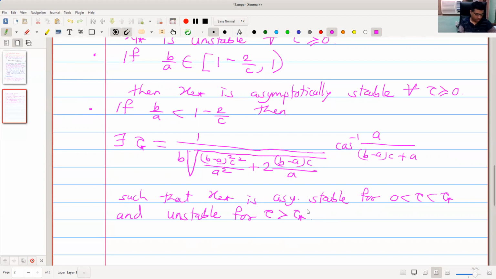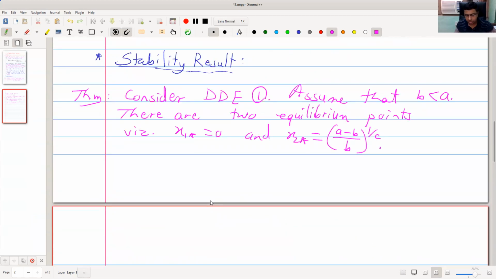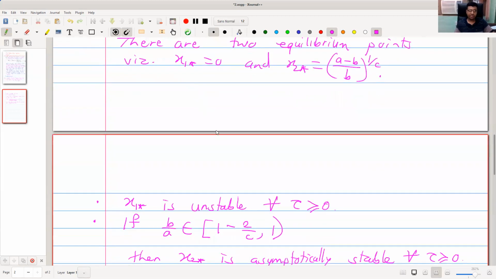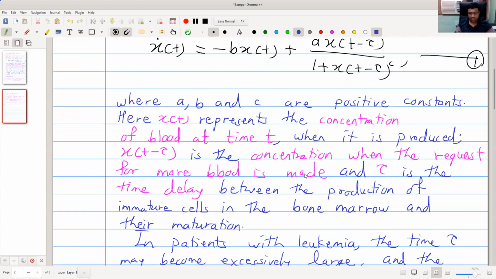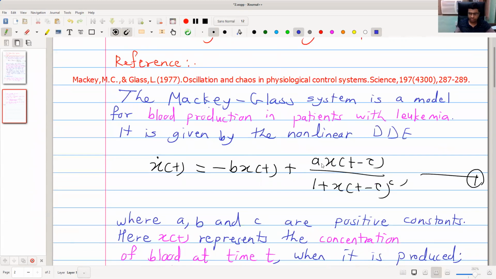Okay, this is how to prove it. We are going to use the analytical stability result which we have already seen. Let us see the proof. First thing, as usual, equilibrium points. So what we do, we call the right hand side f of x of t minus tau.